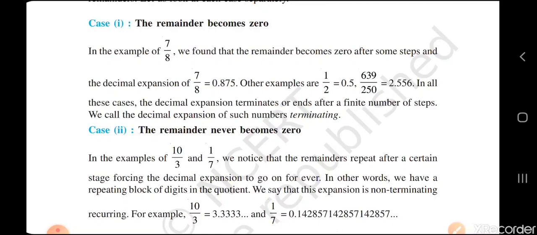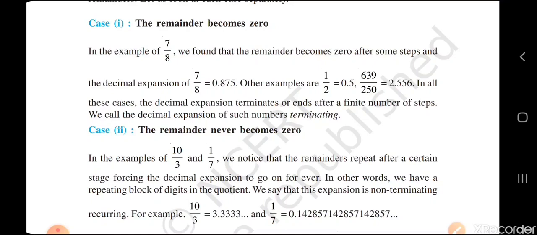0.875. Other examples are 1 upon 2 is equal to 0.5, 3 upon 2 is equal to 1.5, 7 by 2 is equal to 3.5. So here we observe that the decimal expansion terminates or ends after a finite number of steps, or we get remainder 0 after some steps. So if the decimal expansion terminates or ends after a finite number of steps, then we call the decimal expansion of such numbers terminating.